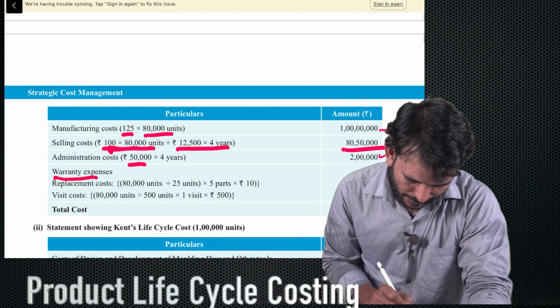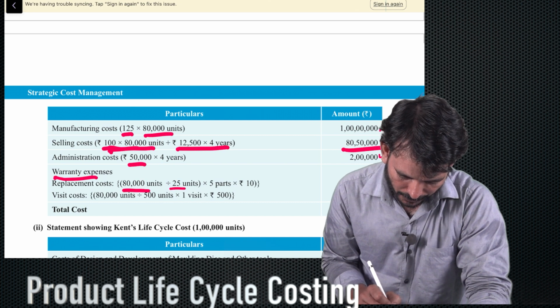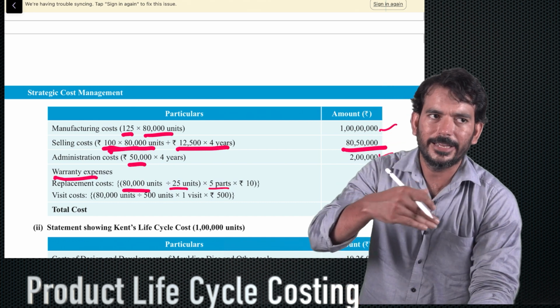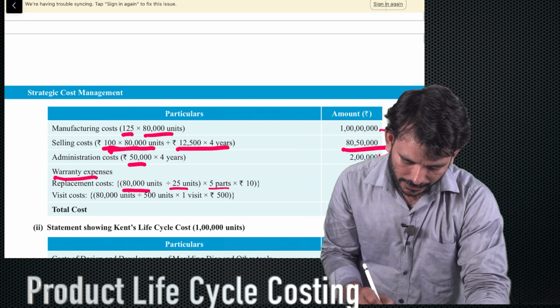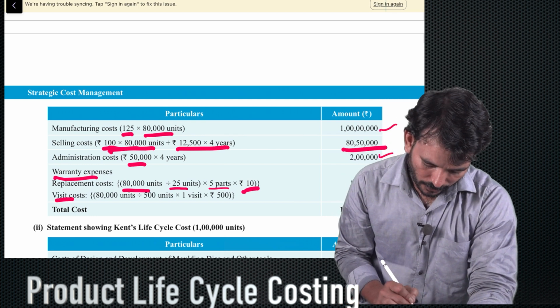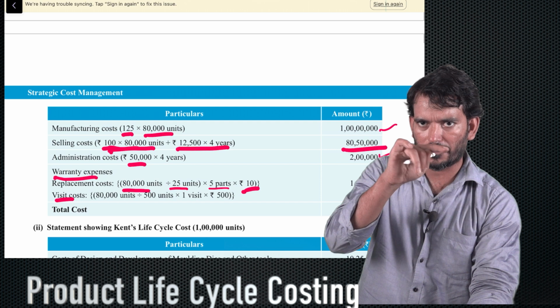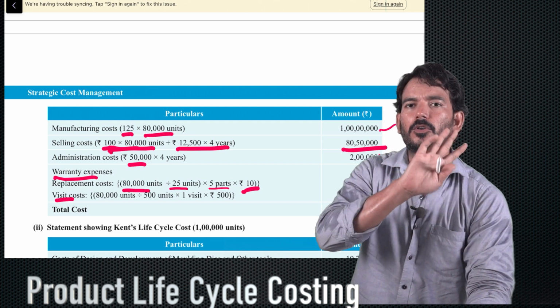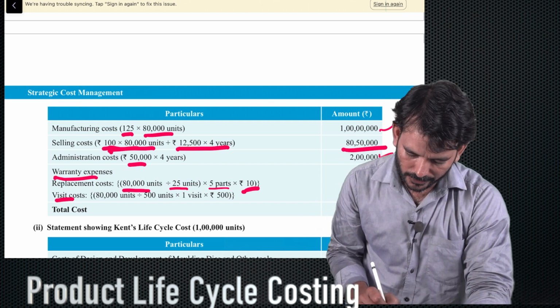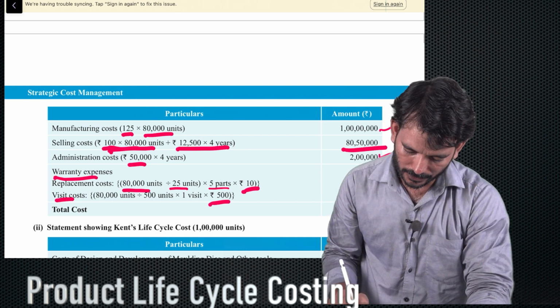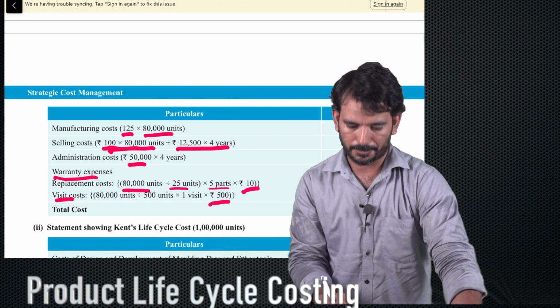Warranty expenses, as I said, 80,000 units you are selling divided by 25 multiplied by 5. So you will come to know for each warranty how many parts you are replacing. For each part you are incurring 10 rupees. And coming to the visits, you will make one visit for 500 units. So 80,000 divided by 500, you will come to know how many visits you will make. For each visit you are incurring 500 rupees, so multiplied by that will give you the total product cost.